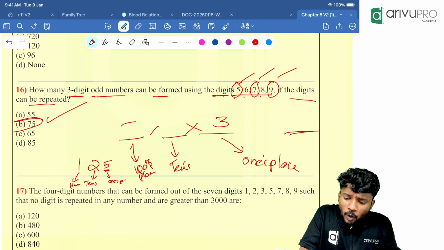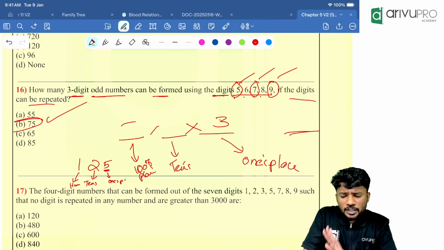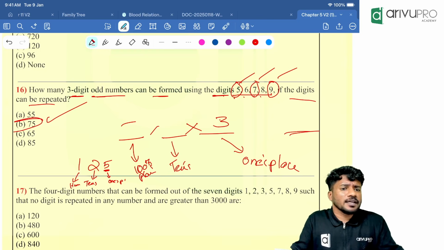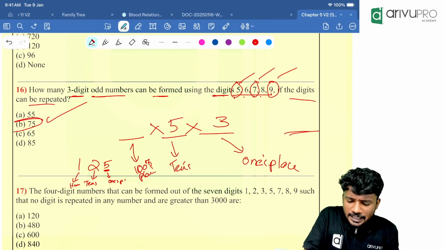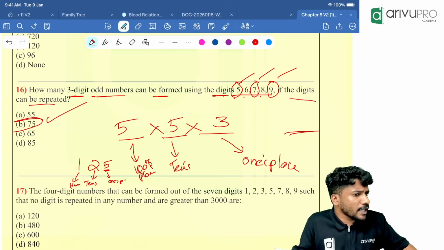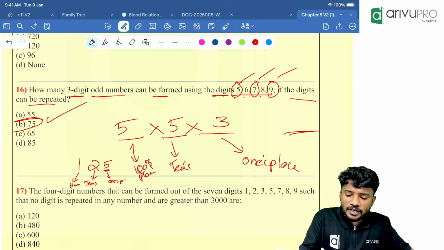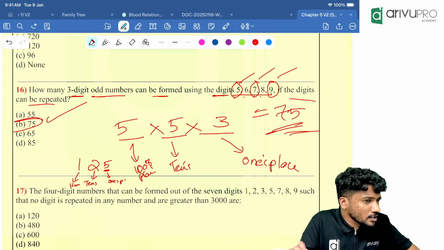Then, what if there is, since it is not repetition, whatever person sat there can also sit in any other places. That means 5 people will remain in 2. Then in hundreds place, which all digits can sit? All the digits can sit. That's why I can put 5 over there. So 5 into 5 into 3. Answer is how much? 75. Understood, Alfred?